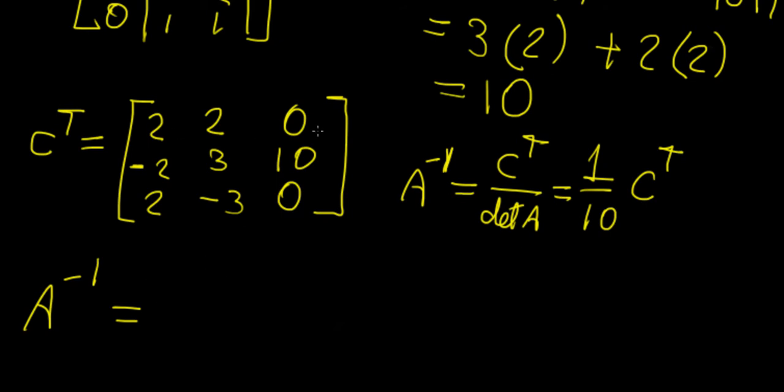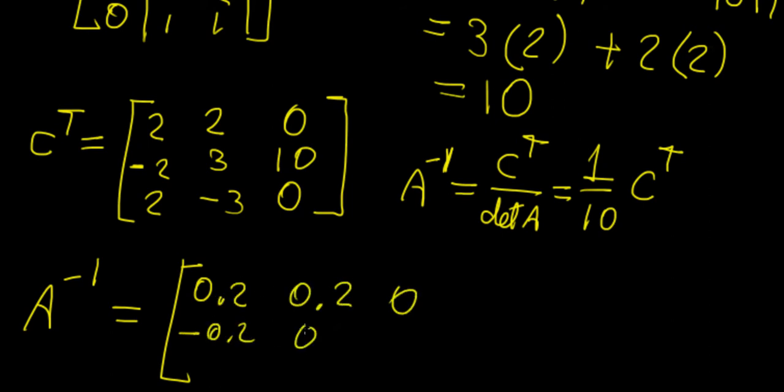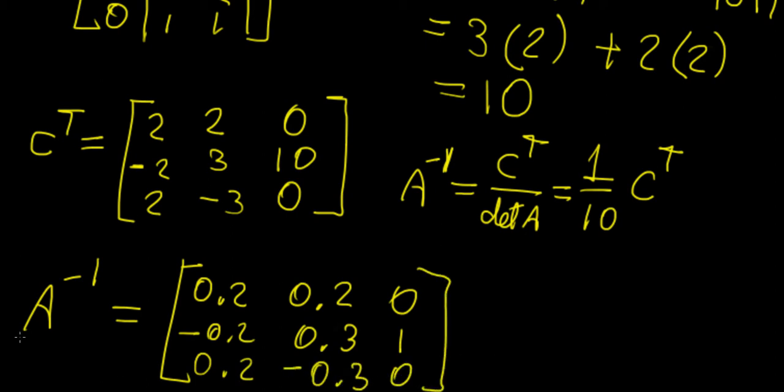We're going to have every single element divided by 10. So the inverse is going to be 0.2, 0.2, 0, minus 0.2, 0.3, 0, that's going to be 1, and then 0.2, minus 0.3, 0. So this is going to be our inverse. That's our final answer. Now, how do we check this?